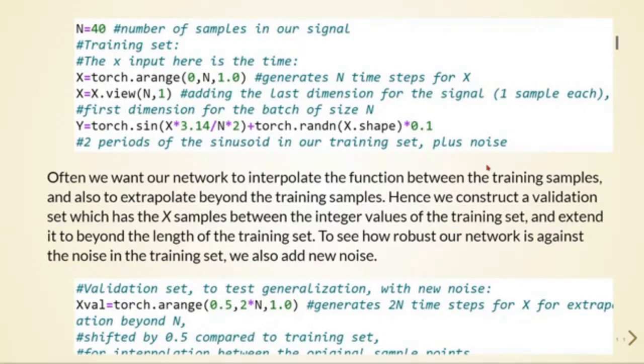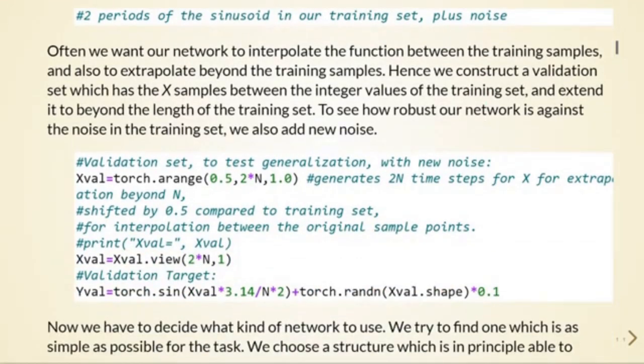Often we want our network to interpolate the function between the training samples and also to extrapolate beyond the training samples. Hence, we construct a validation set which has the x samples between the integer values of the training set and extends beyond the length of the training set. We can see how robust our network is against the noise in the training set. We also add some noise. So for the validation set, to test the generalization with new noise, this is what we're doing.